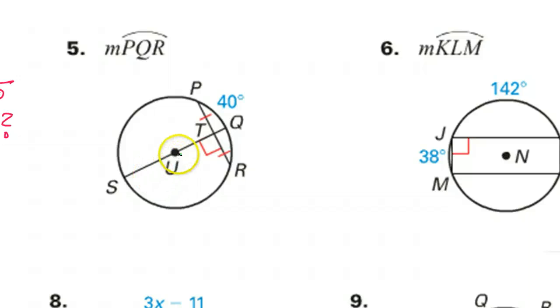This is we have a perpendicular bisector, and so if these little chords are congruent, then also the pieces of this arc are congruent. So if this is 40 degrees, this is also going to be 40 degrees. So arc PQR is going to be 80 degrees. Alright, it's just the total of those.